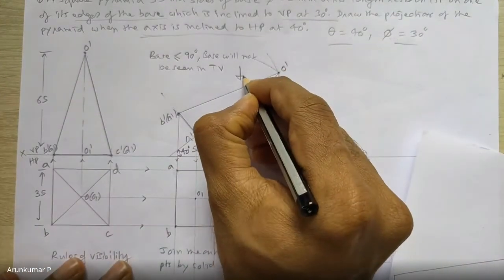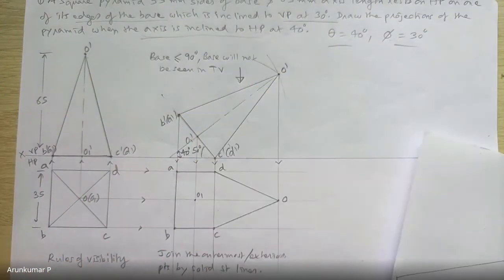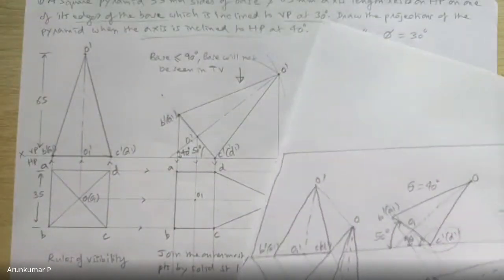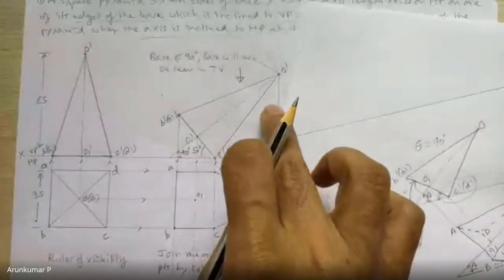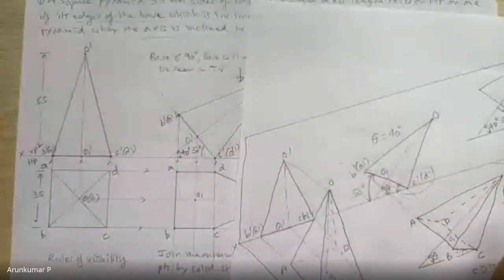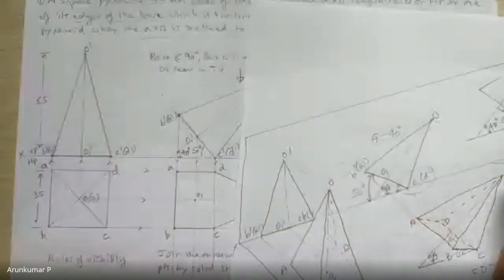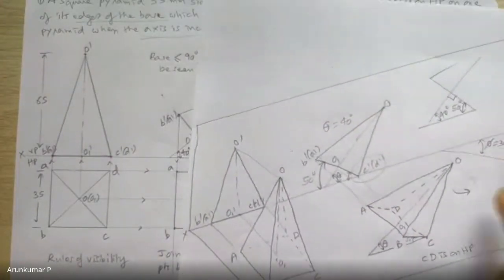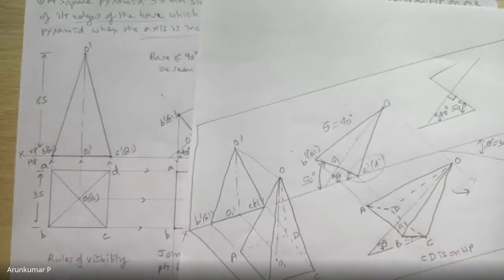So if you look from the top, which are the edges you see for sure? Any idea? When you look from the top, see there are 4 slant edges. You can see here OA, OB, OC, and OD. When you look from the top, do you see OA and OB? This OA and OB, are they seen when you look from the top?